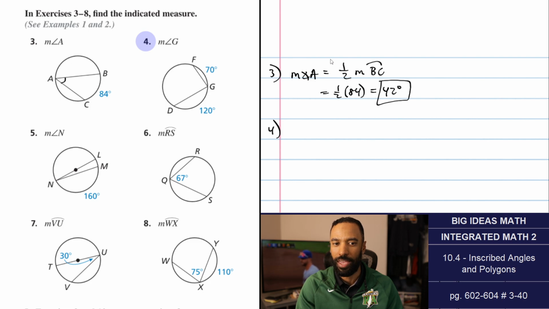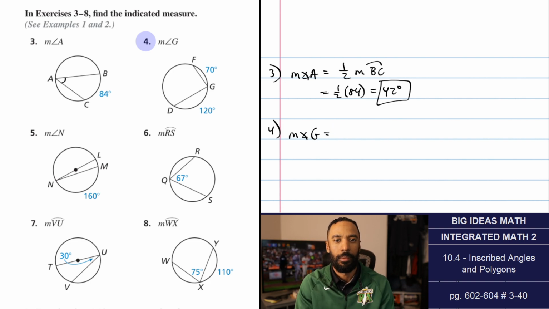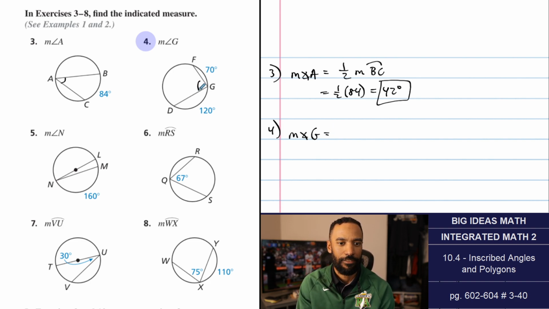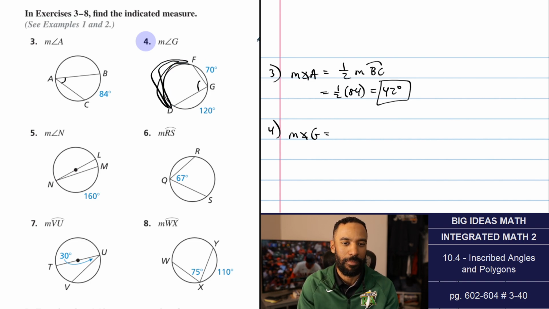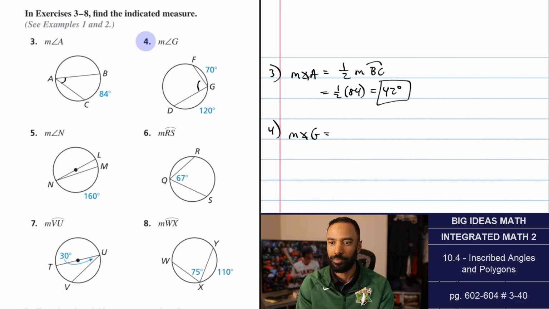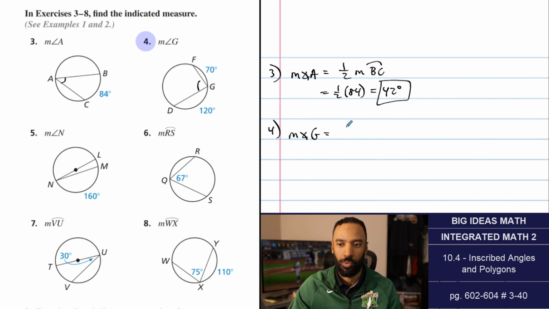Number 4, measure of angle G, also an inscribed angle. However, this time, and they're going straight into it, measure of angle G is half the measure of this intercepted arc. So I want to find out what that intercepted arc measure is right there. So here's the thing. We got to do half the measure of 360 minus the sum of 70 and 120.